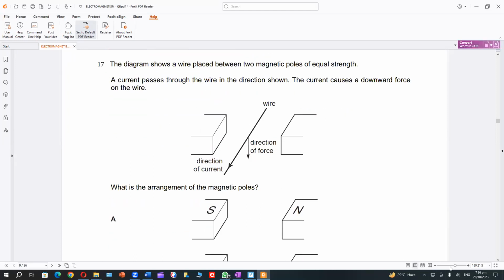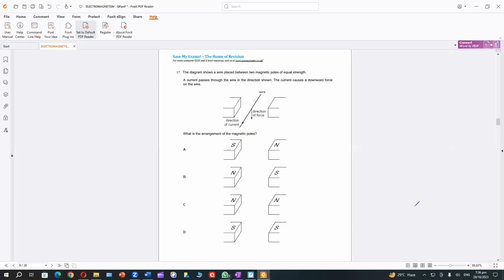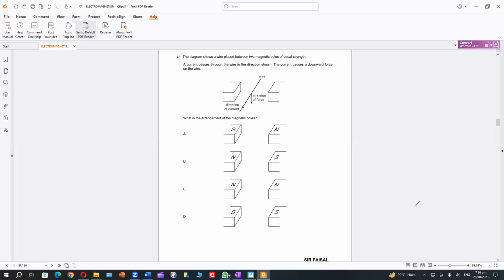Now look at this question. The diagram shows a wire placed between two magnetic poles of equal strength. A current passes through the wire in the direction shown. The current causes a downward force. Now, this is a bit tricky question because the force is given. This time, the direction of the force is given. Direction of current is also given. So you have to use hit and trial.